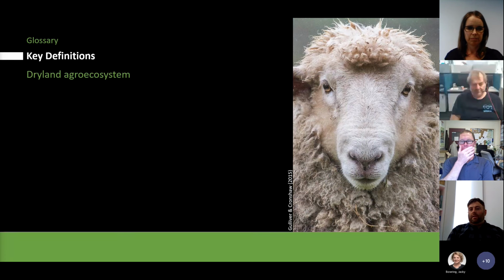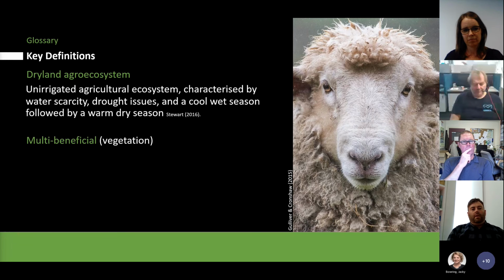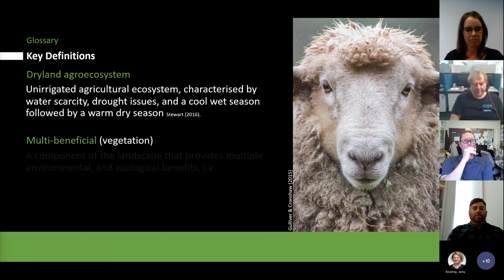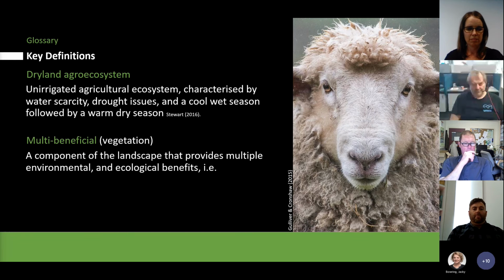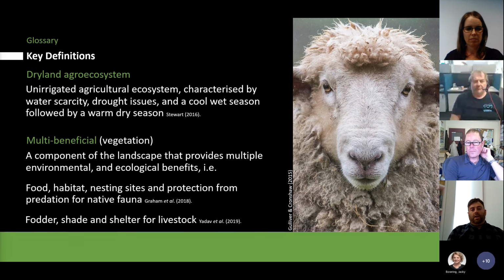So just before we go a bit further, I'll clarify the definitions that I'll be using. A dryland agroecosystem is the unirrigated agricultural ecosystem characterized by water scarcity and drought issues, and a cool wet season followed by a warm dry season. Multi-beneficial, so in this case vegetation, is a component of the landscape that provides multiple environmental and ecological benefits. So for native fauna, there will be food, habitat, nesting sites, and protection from predation. And for livestock, we'll be looking at fodder, shade, and shelter.